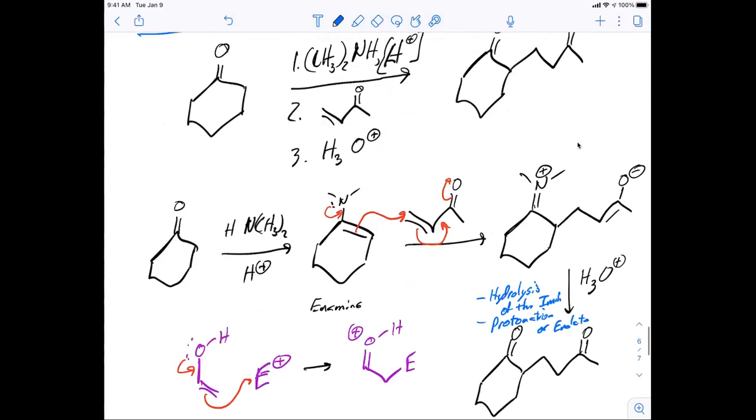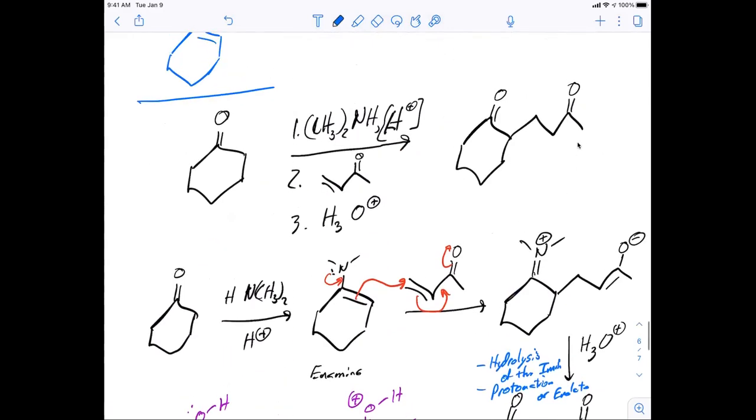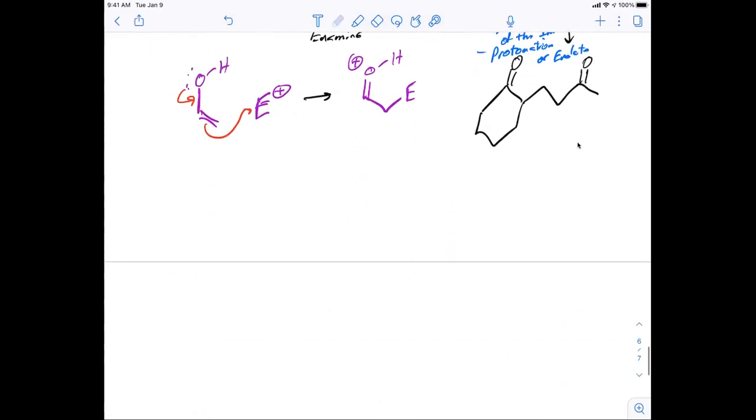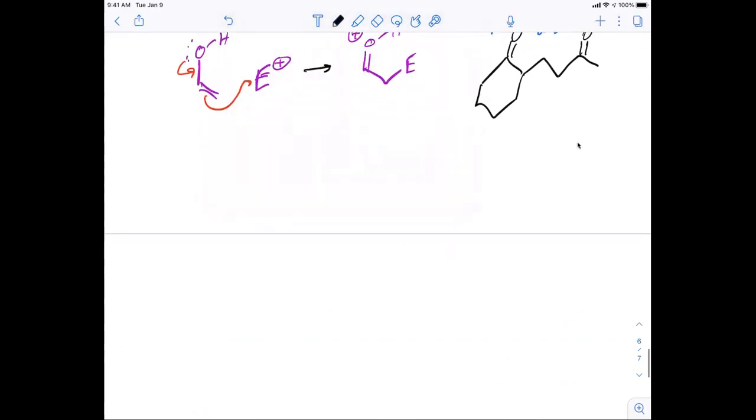All right, so what the Stork enamine reaction does is allow us to do a Michael by creating the enamine of any single carbonyl species, right? So we selectively form the enamine, then the enamine reacts with the alpha, beta unsaturated, okay? So let's try one.